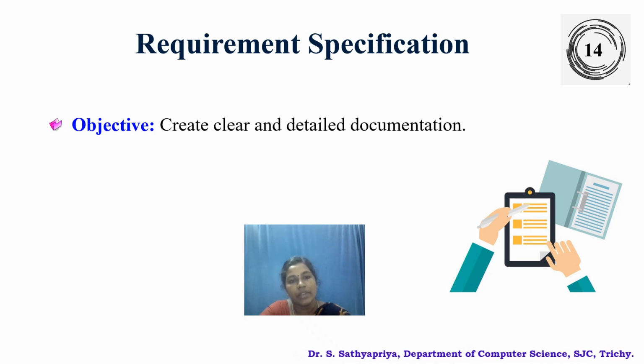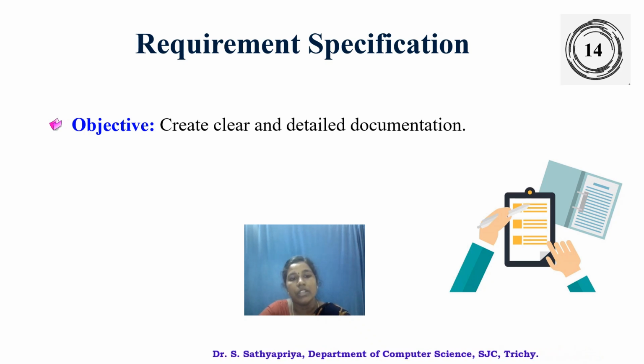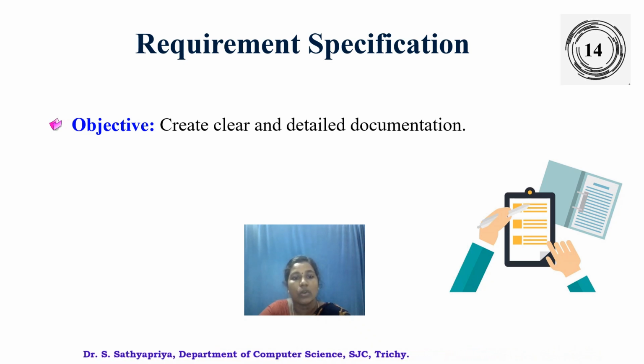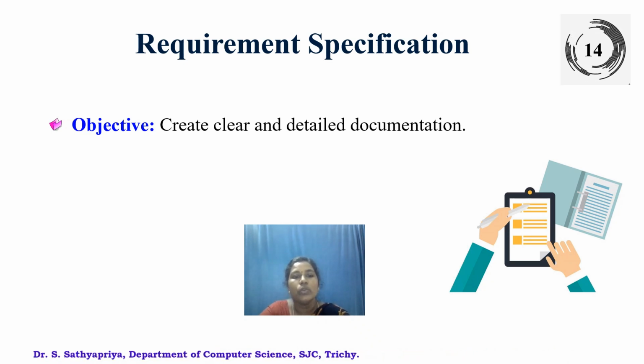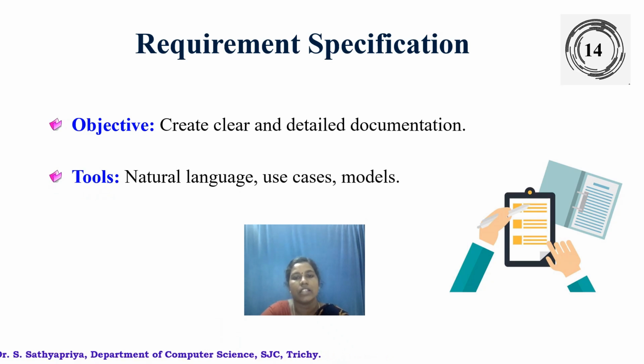Now, this is specific. It's something we can design, develop, and test against. This level of detail removes ambiguity and ensures everyone, developers, testers, and even stakeholders, is on the same page. We can use some tools for preparing requirement specifications, like natural language, use cases, and more.